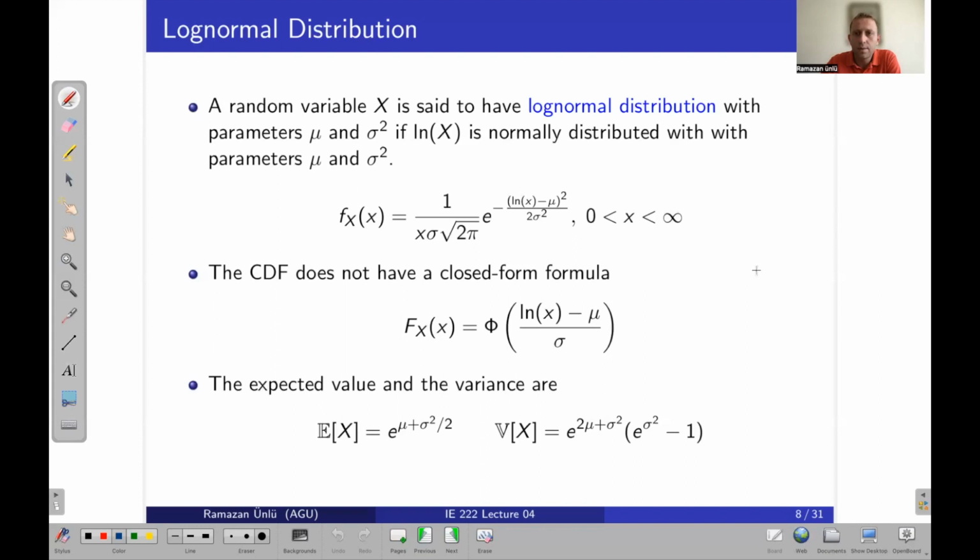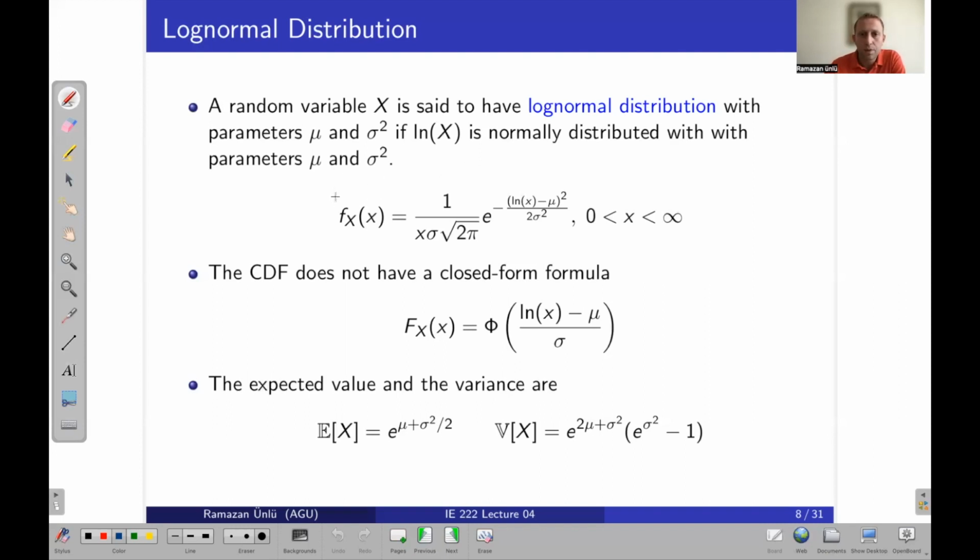So we can get a simple clue from the name of that distribution, which is a log normal distribution. That means logarithm of something will be normally distributed. So if we explain it in a formal way, we can say that a random variable x is said to have log normal distribution with the parameters mu and sigma square if ln of x, the natural logarithm of x, is normally distributed with the parameters mu and sigma square.